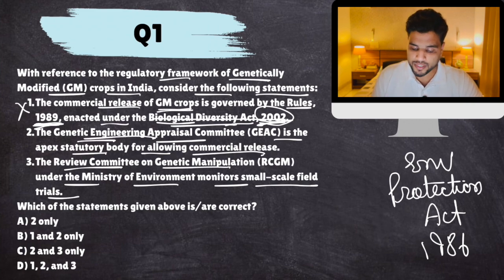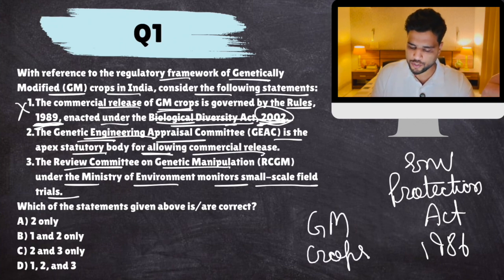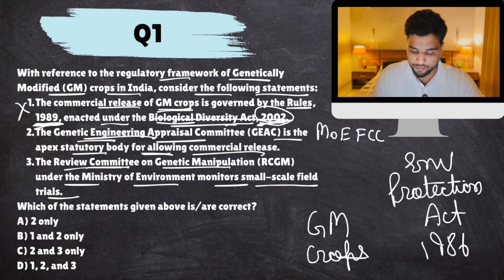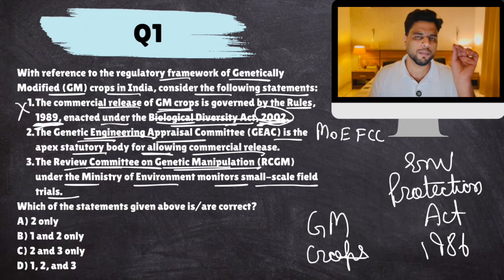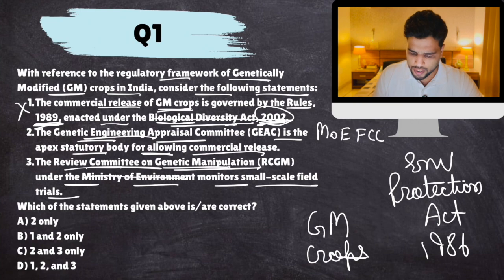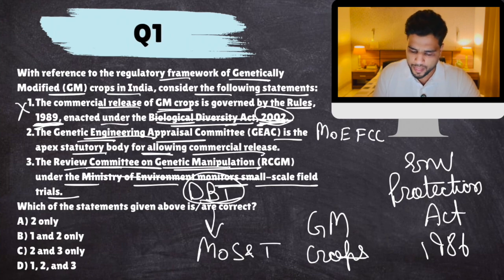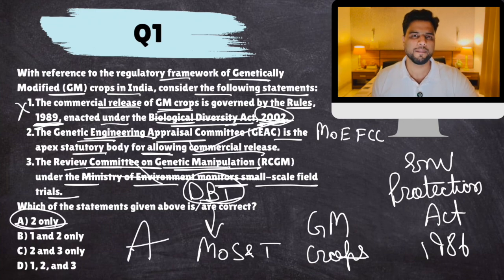Now, Genetic Engineering Appraisal Committee is the apex statutory body which is responsible for allowing commercial release of GM crops. That is true. And this Genetic Engineering Appraisal Committee, GEAC, functions under Ministry of Environment, Forest and Climate Change. Now, Review Committee on Genetic Manipulation, which approves small-scale field trials, is not under Ministry of Environment. It's actually under Department of Biotechnology, and Department of Biotechnology is under Ministry of Science and Technology. So this is also false. So only the second statement is correct. The answer would come out to be A.